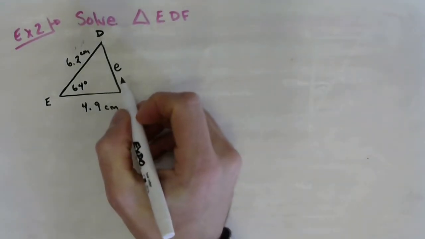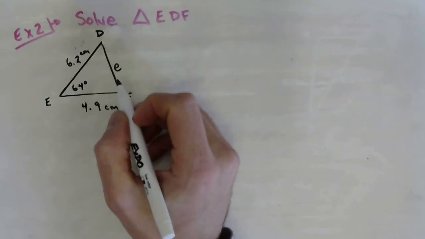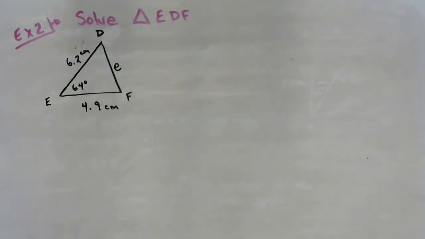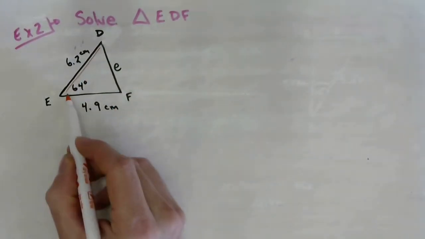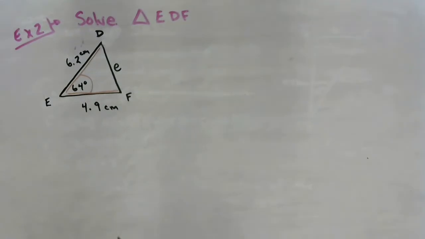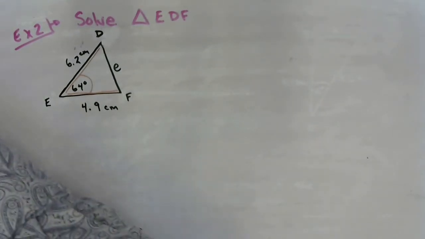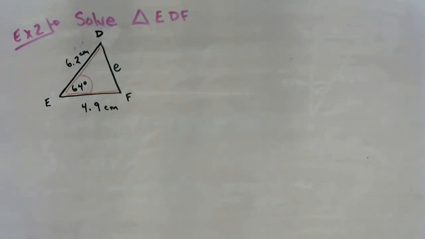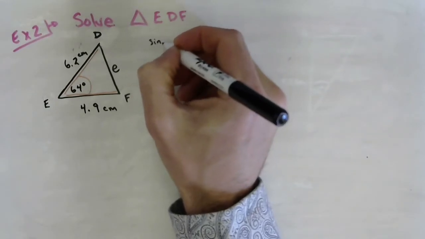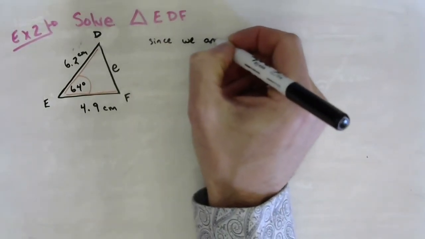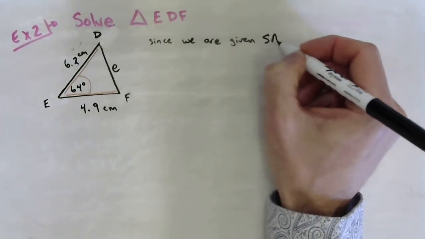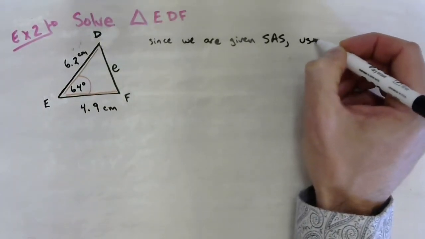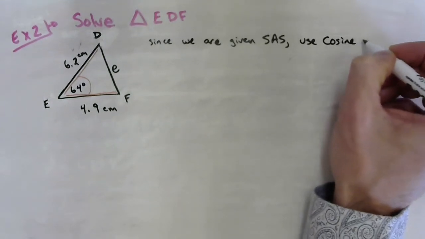Now, we only know how to use cosine law for side lengths so far, which is fine. But look at the information that we have, right? We have two side lengths and the contained angle. So we have SAS, okay? Since we are given SAS, use cosine law.